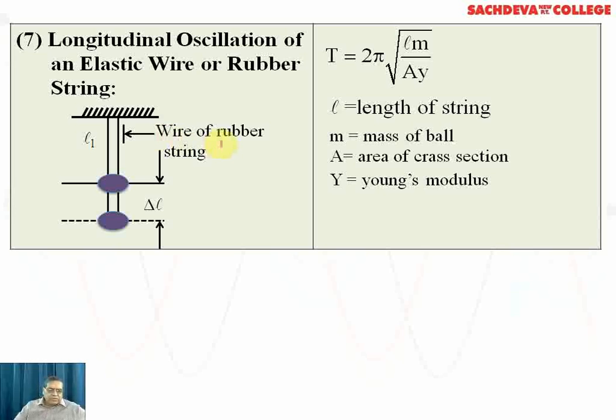So if we consider a wire of rubber or a string, delta L will indicate the change in length, L1 is the original length. So if we wanted to find the time period of such a system, that should be 2 pi under root Lm over Ay. L stands for length of string, M stands for mass of ball, A is the area of cross section of the string, and Y is the Young's modulus.